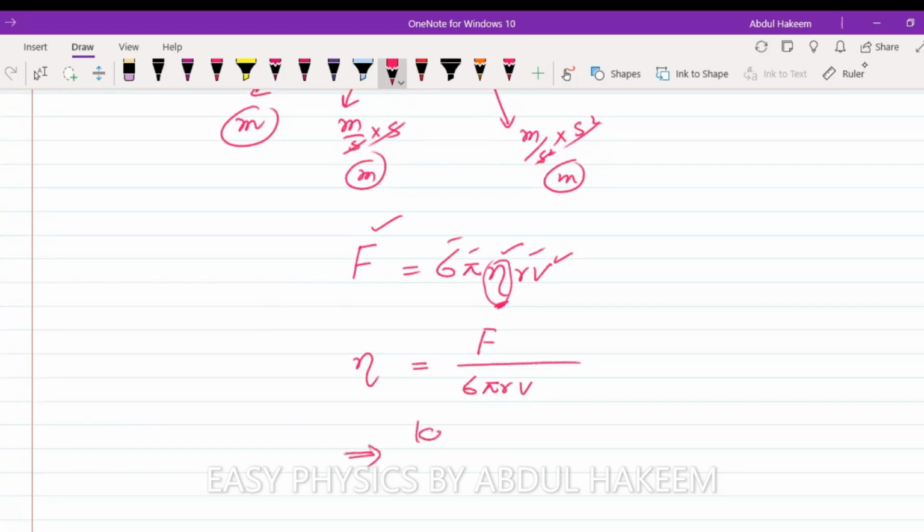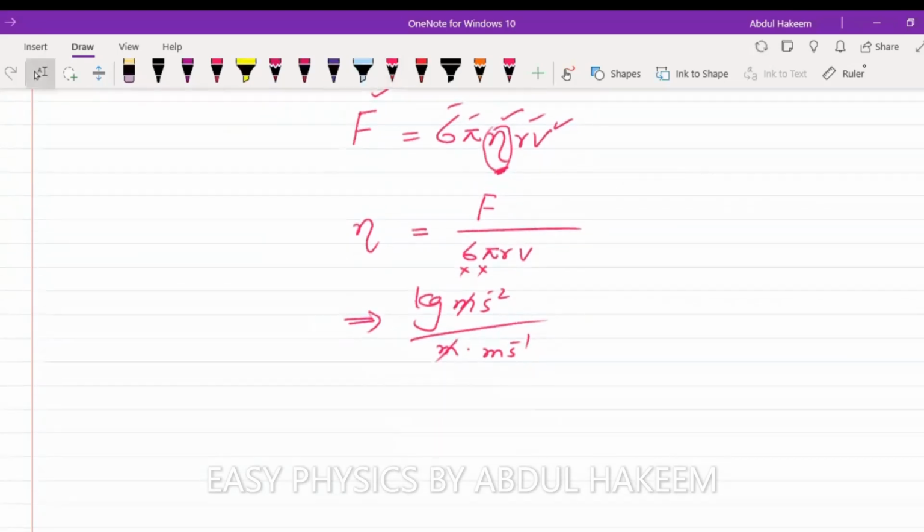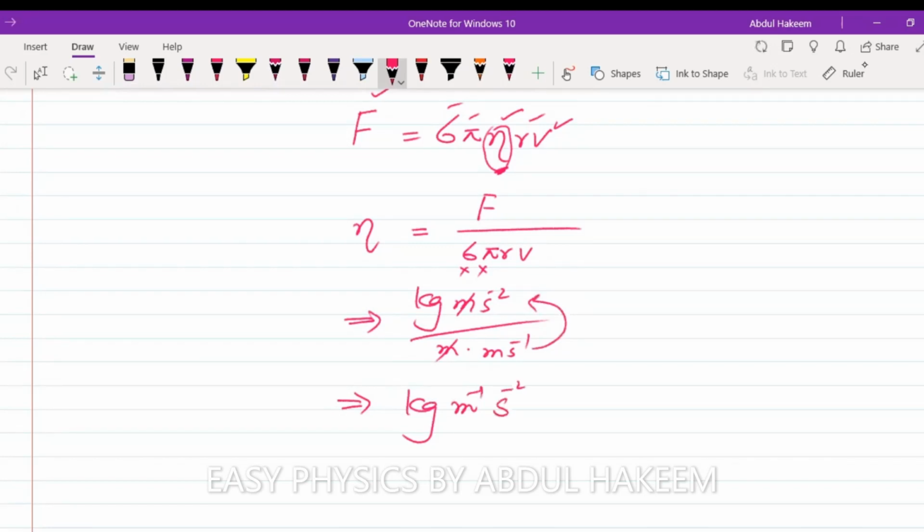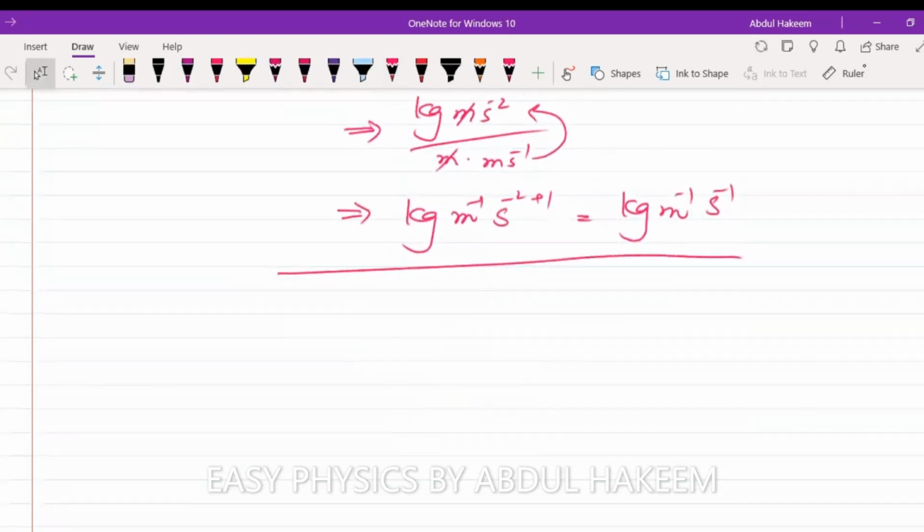The unit of the force is kilogram meter second power minus 2, due to F is equal to MA. 6 no unit, pi no unit, radius meter, and the speed meter per second. So 1 meter cancelled. Then finally it becomes kilogram. This meter comes up, it becomes meter power minus 1. When this second comes up, it becomes plus 1. So total second minus 2 plus 1. So we can write kilogram meter power minus 1, second power minus 1. This is another unit.